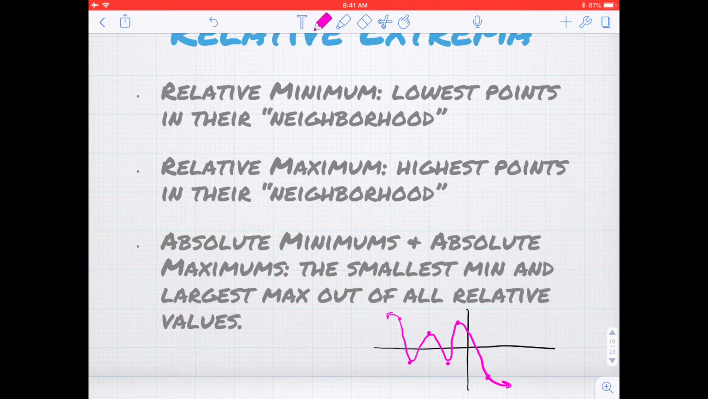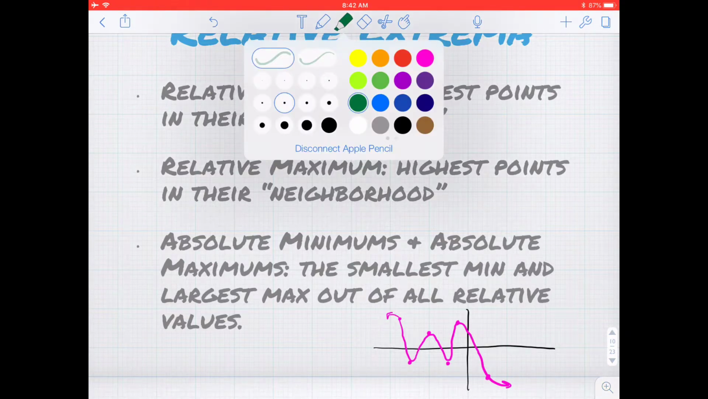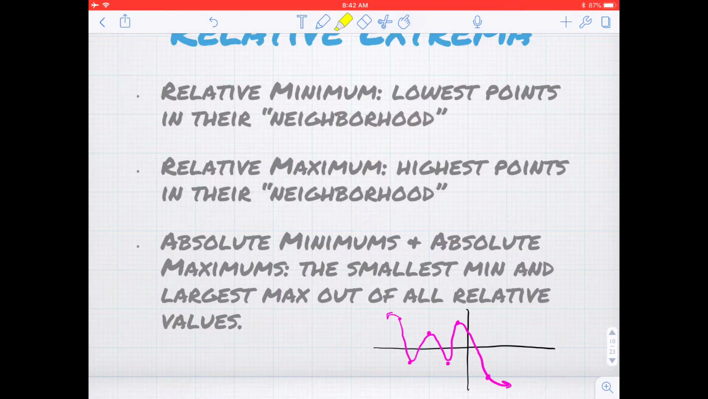But when I start talking about absolute minimums and absolute maximums, it is the smallest or the largest out of all of your relative values. And so for these values, you tend to only have one value. So I'm going to show you what I mean.